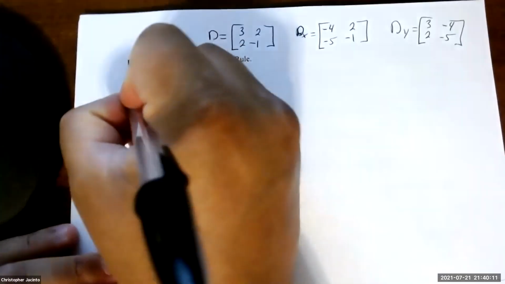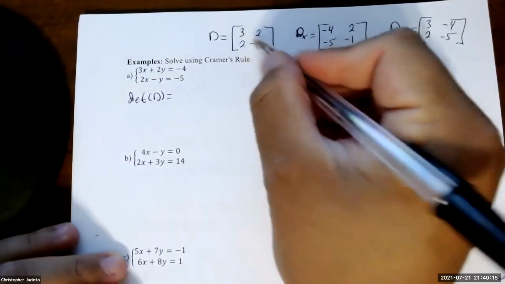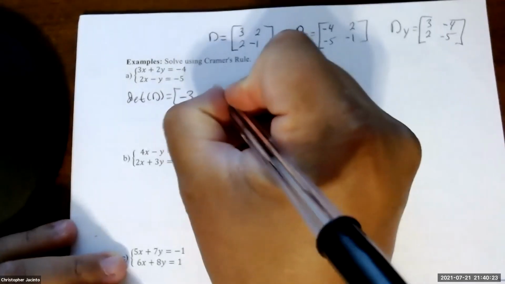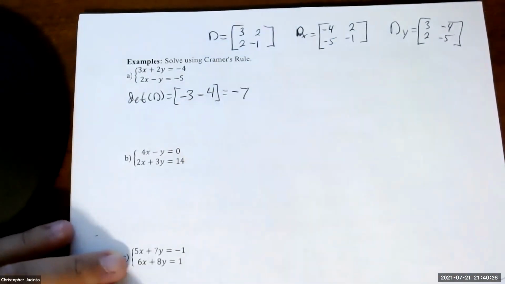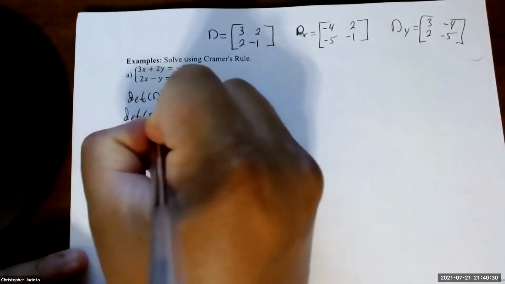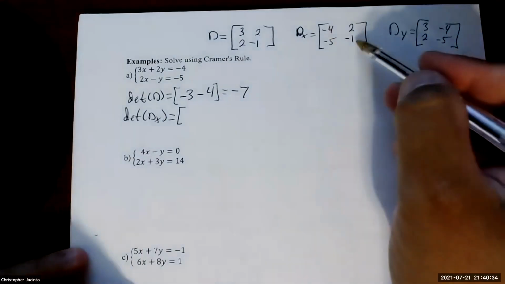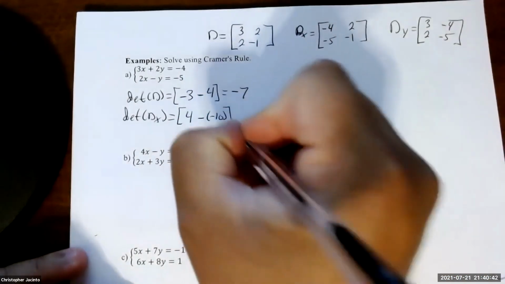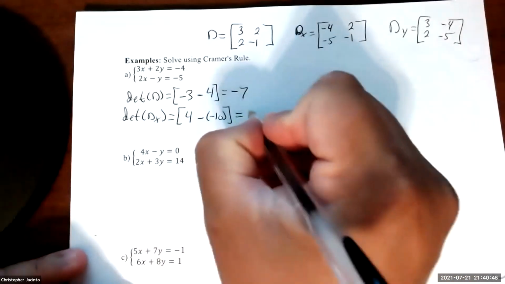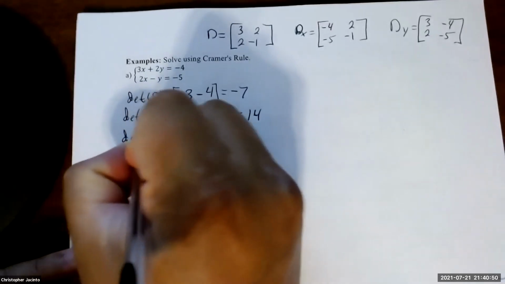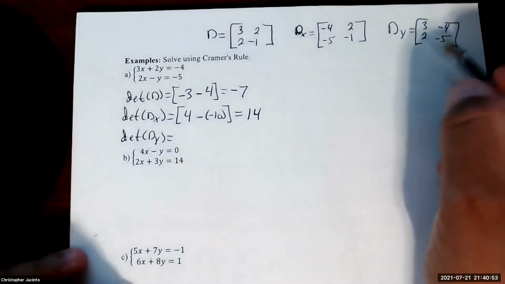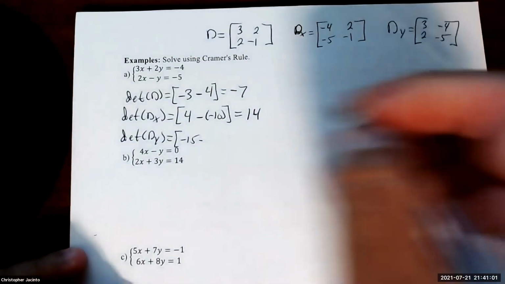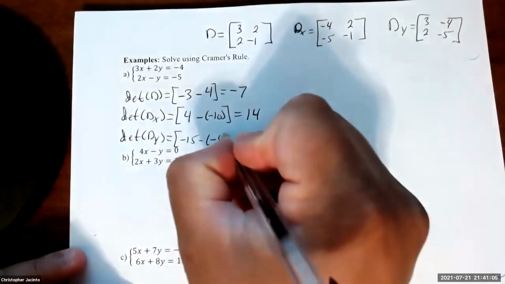All right, next up we find the determinant of each one. So the determinant of D is going to be 3 times negative 1, which is negative 3, minus 2 times 2, which is 4. So that's just going to be negative 7. Right. Now find the determinant of dx. So it's negative 4 times negative 1, so that's positive 4, minus negative 5 times 2, which is negative 10. So this ends up being positive, so it's going to be positive 14. And then the last one, the same thing, the determinant of dy. 3 times negative 5 is negative 15. And then 2 times negative 4 is negative 8. You see that?